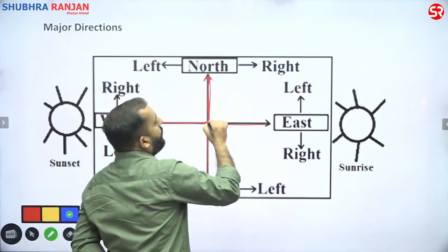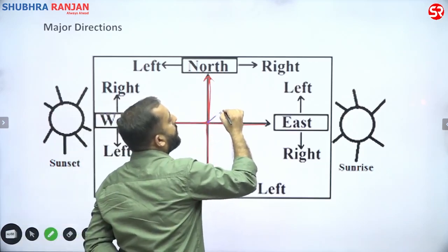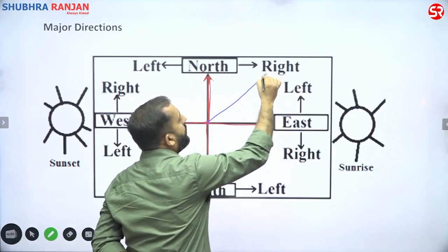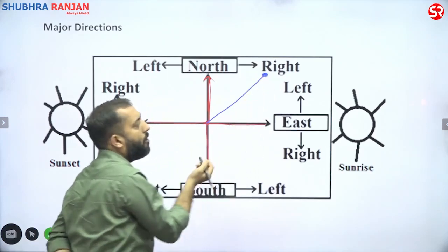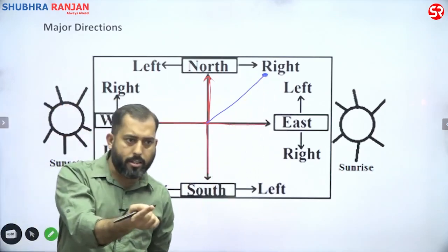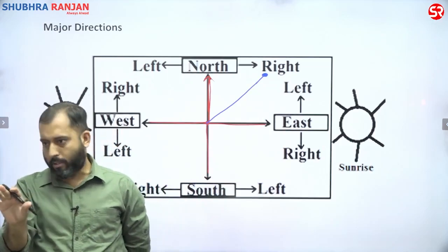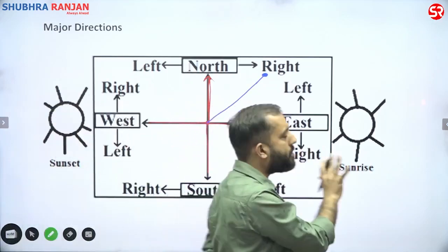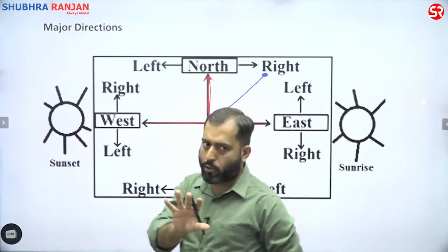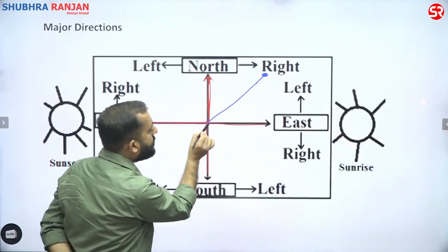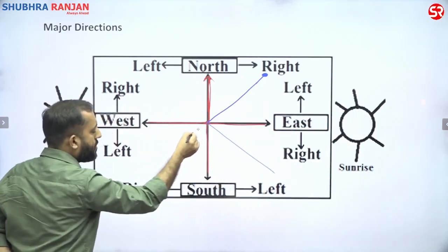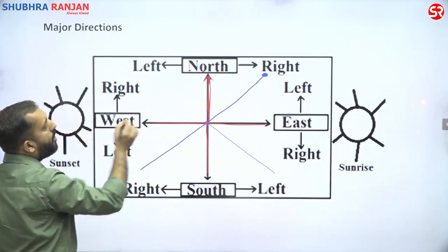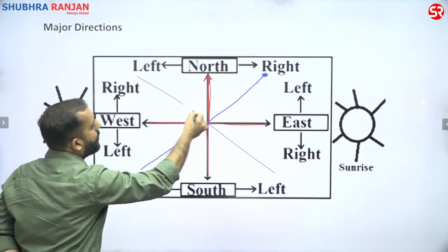And what if there is something between north and east? What about this direction? You will call it northeast or east north. Both are the same thing. Both of these are the same. Then the same is the scenario for east and south, the same for west and south, and then finally north and west.